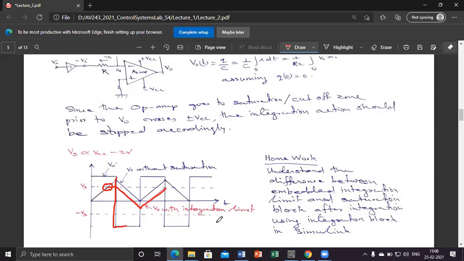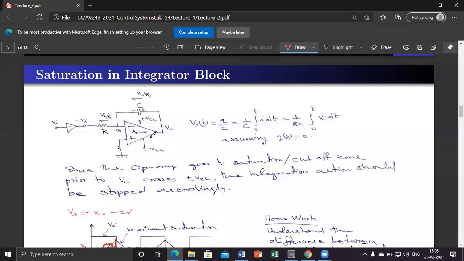There are two ways to add limits to the integrator. One method is as per what is really happening physically. The moment the output voltage goes beyond the supply voltage, the integration action is stopped, there is no more integration, and it flattens there.